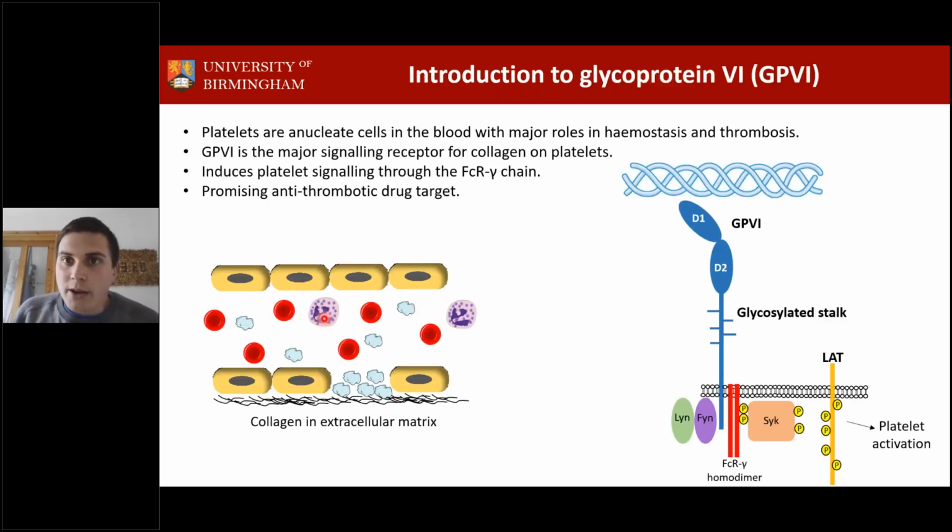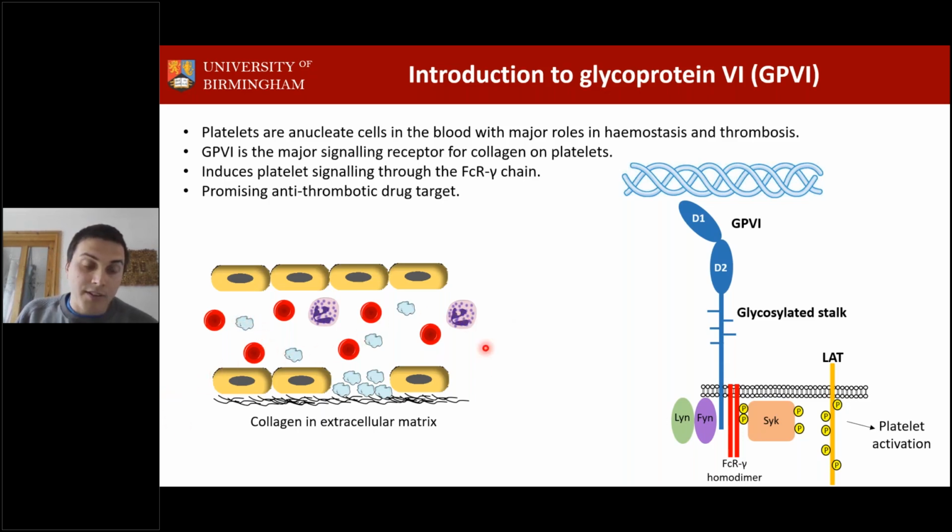So the receptor I'm going to be talking about is glycoprotein 6, or GP6 as I'll call it. GP6 is a platelet receptor. Platelets are anucleated cells which are present in the blood, and they have major roles in hemostasis, but also the disease state thrombosis. GP6 is the major signaling receptor for collagen on platelets, and it induces platelet signaling through association with the FcR gamma chain. It's a very promising antithrombotic drug target because it has major roles in thrombosis, but when you block it, you don't get any increased risk in bleeding, which is really important for these antithrombotics.